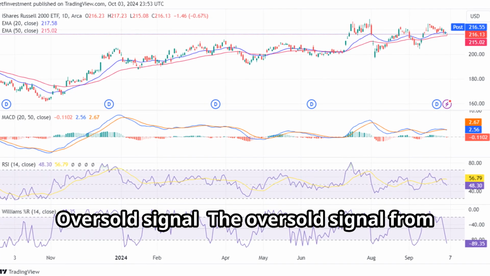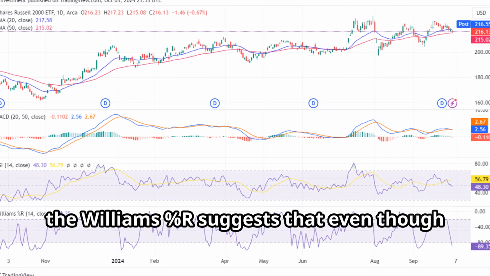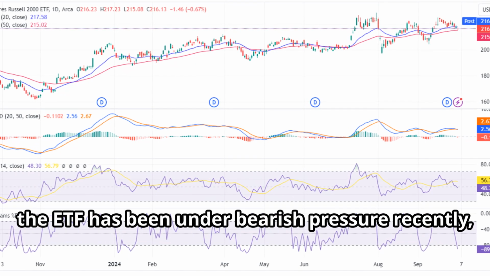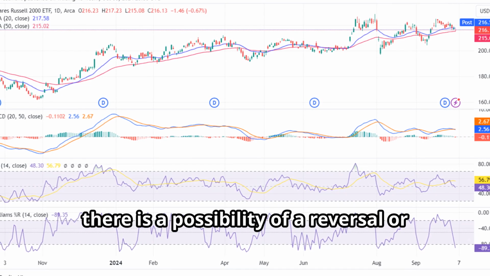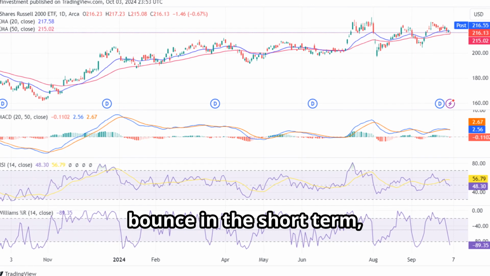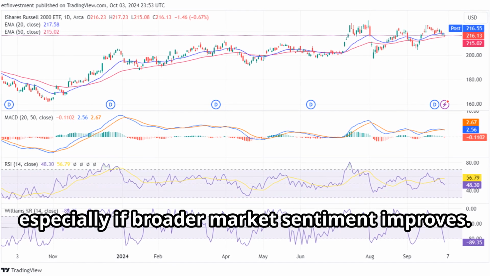Oversold signal. The oversold signal from the Williams %R suggests that even though the ETF has been under bearish pressure recently, there is a possibility of a reversal or bounce in the short term, especially if broader market sentiment improves.